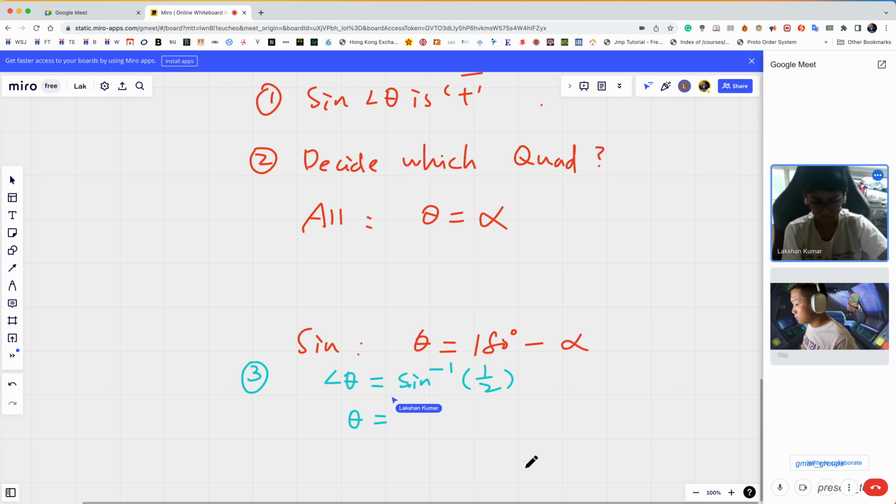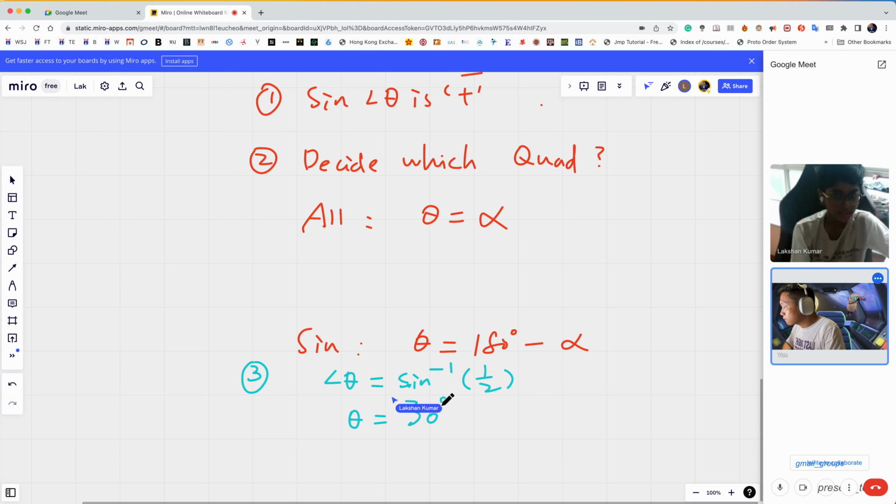So theta is equal to... I thought it was 30, right? Yeah, 30. Okay, so it's 30. Yeah, I checked. Very good. Is this your basic angle? No, not yet. Don't go further than where you are supposed to be. Just follow the steps. So you have theta equals 30, right?